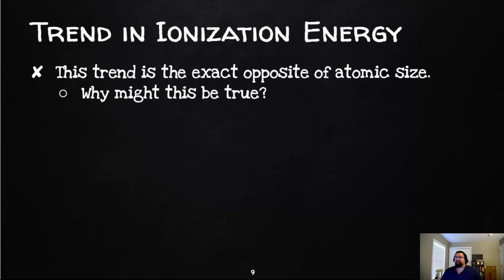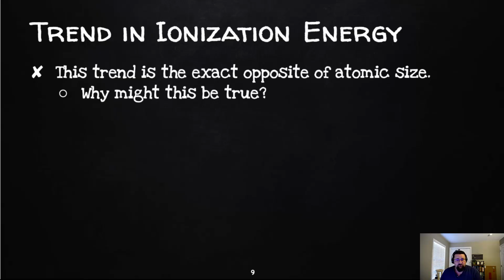And so why is that? Why is it that ionization energy, the energy necessary to pluck that electron off, is the exact opposite of size? When you think about this, it makes sense, because the closer those electrons are to that positive nucleus, the tighter they're going to be attracted to that nucleus. The further away, the more distance there is, the less.